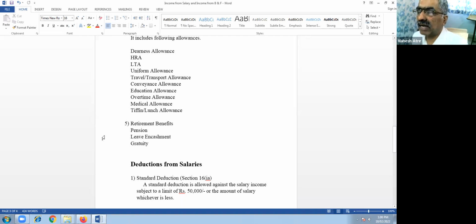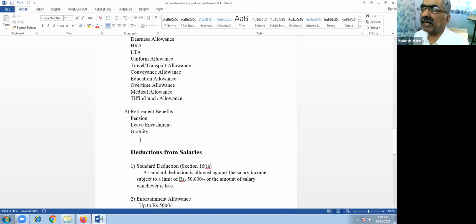And the last one is gratuity. At the time of retirement or switching over from job, the employer pays some amount as gratuity to its employee. Normally, if an employee works for 5 years or more, gratuity is payable by the employer to the employee. Again, gratuity is part of salary, so we call it income from salary, even though it is paid by the employer to the employee. I'm going to wait for 1 minute. If there is any query, you can ask me in the chat box.